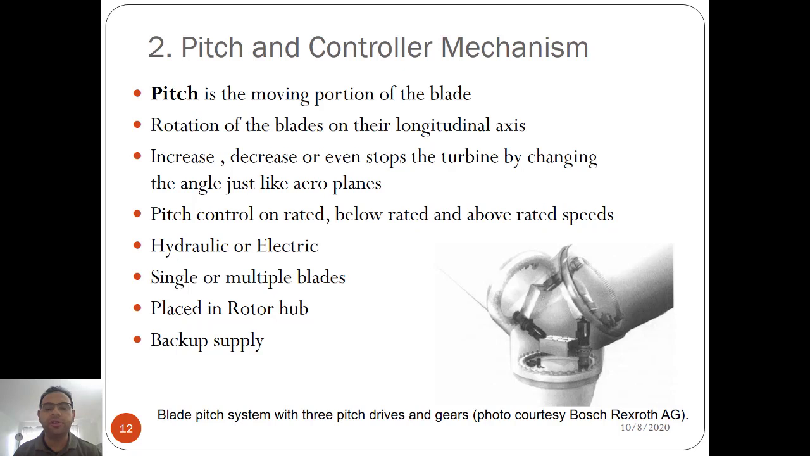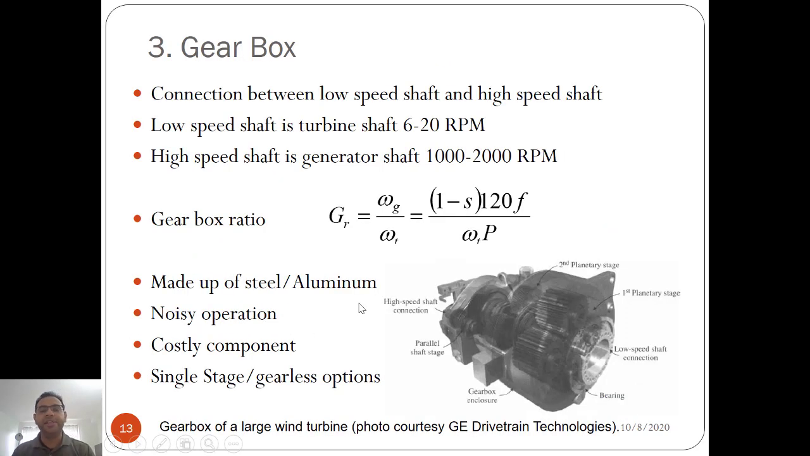So when there is a very low speed, we adjust the pitch angle such that we extract the maximum power out of it, while in windy or storming conditions, when there is a storm, we can stop or stall the turbine so that there is no mechanical damage. We can use single or multiple blades. We can control them simultaneously or at different times, and there is a backup supply to feed this controller mechanism. The next important component is the gearbox.